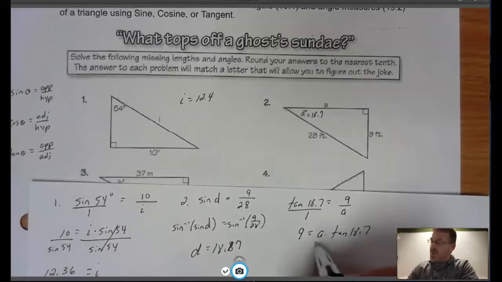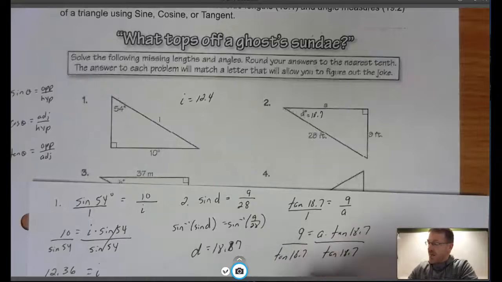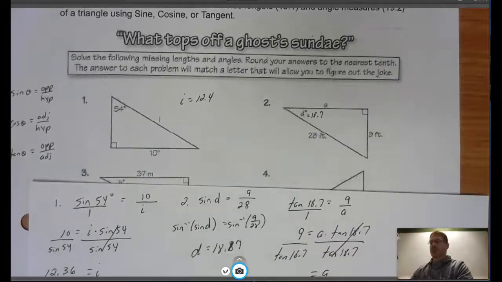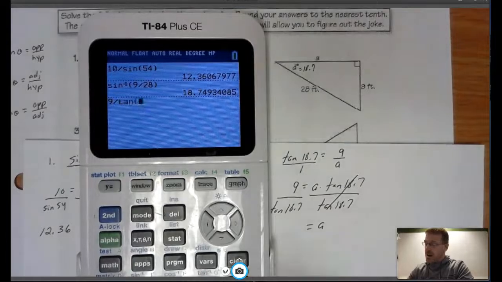And then I can divide both sides by that tangent of 18.7 to get my value for A. Once again, let's do 9 divided by tangent of 18.7, and that's going to be 26.6.